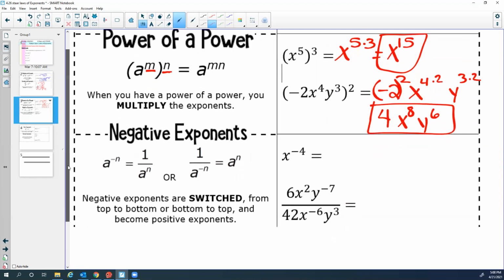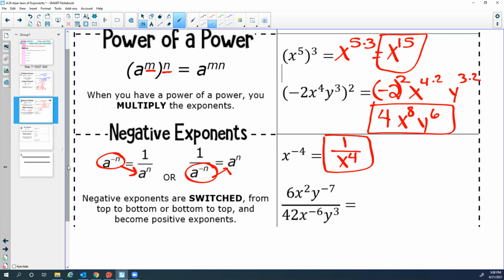Now we are on to our negative exponent rules. Our rule for negative exponents is if I see a negative exponent on the top, it goes to the bottom of the fraction. However, if my exponent is negative already on the bottom, then it moves to the top half of the fraction. So on x to the -4, I'm going to get 1 over x^4, and that will be my final answer. There's nothing else I need to simplify.